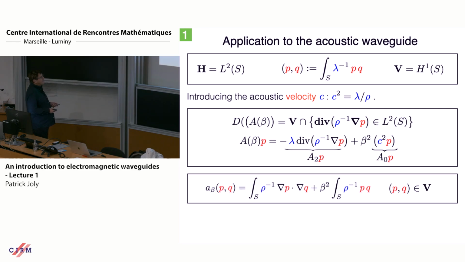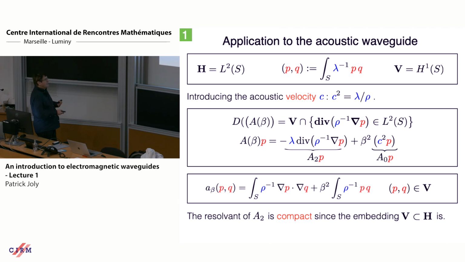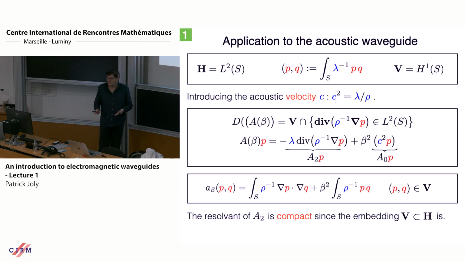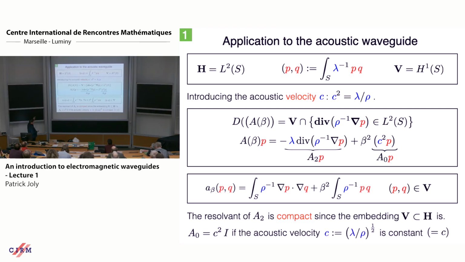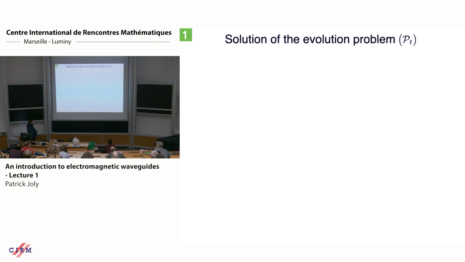The corresponding bilinear form is this one in the space V, which is H1 here, because we consider the Neumann condition. And the fact that we are in the framework, the fact that the operator is compact is due to the fact that the embedding of H1 in L2 is compact. It's very simple. So it corresponds to the situation of the closed waveguide. And the last, simplest case, where A0 is proportional to the identity, you see it will be when the function c is in fact a constant. Okay. So it is the simplest case.